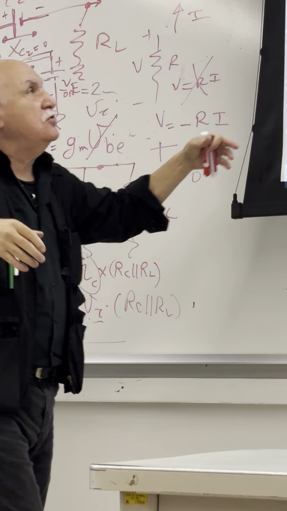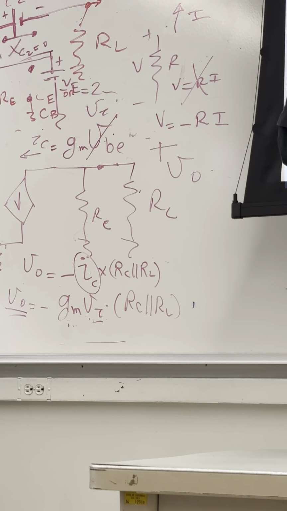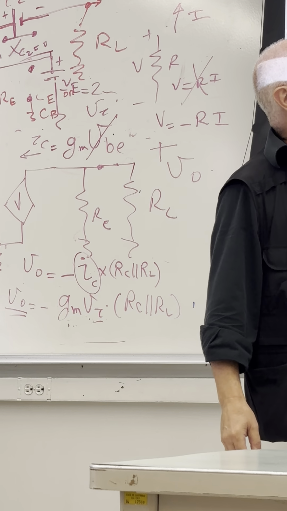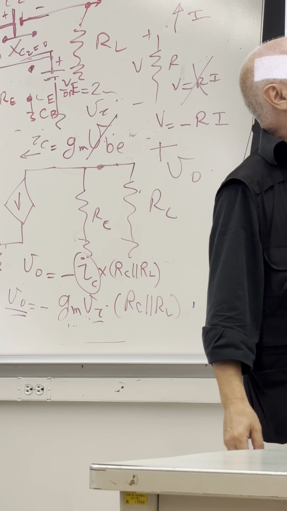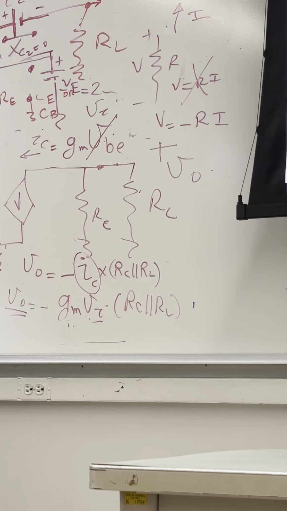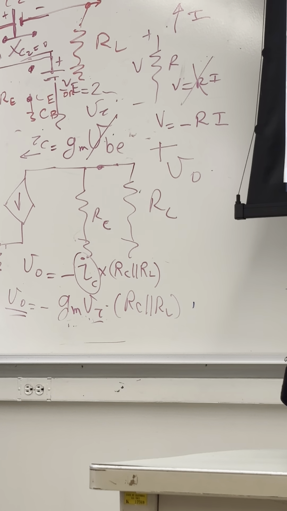For example, if you could avoid RS, you had a source without any output resistance directly coupled, VS would be the VI. VS would be identical to VI if there was no RS. And simply the voltage gain would be the same thing, gm times that, VO over VS would be the same as VO over VI.